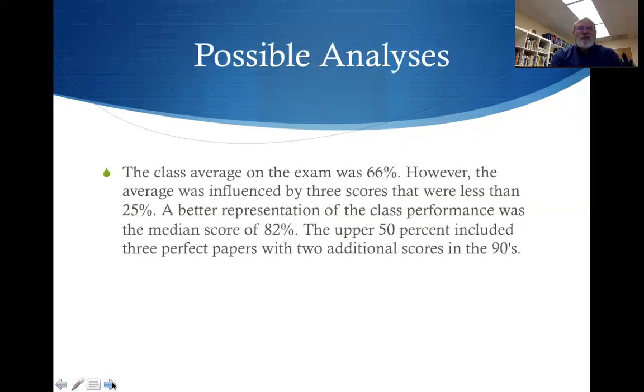So let's see. These are possible paragraphs. The class average on the exam was 66%. However, the average was influenced by 3 scores that were less than 25%. A better representation of the class performance was the median score of 82%. The upper 50% included 3 perfect papers with 2 additional scores in the 90s.